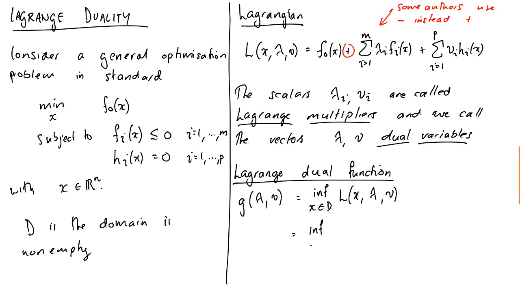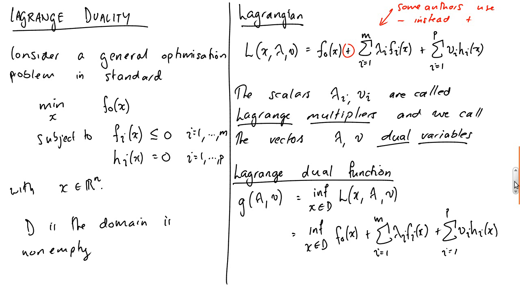Okay, so we could write that out in full as the infimum over x of f naught of x plus the sum of lambda i f i of x plus the sum of nu i h i of x.